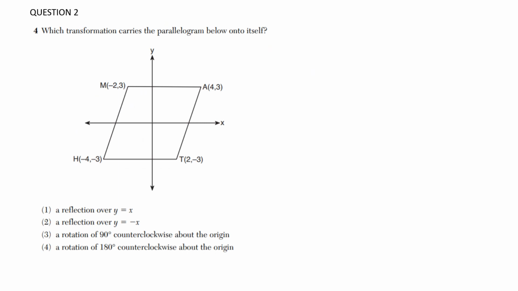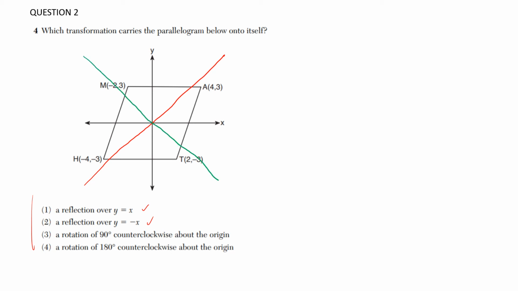All right, next question. Which transformation carries the parallelogram below onto itself? Basically, which one of these transformations would allow us to see the same parallelogram that we're seeing here right now? So let's entertain these first two options. They look very similar. Reflection over y equals x. Let me just draw that line. That's approximately this line here. And reflection over y equals negative x. That's approximately this line over here.